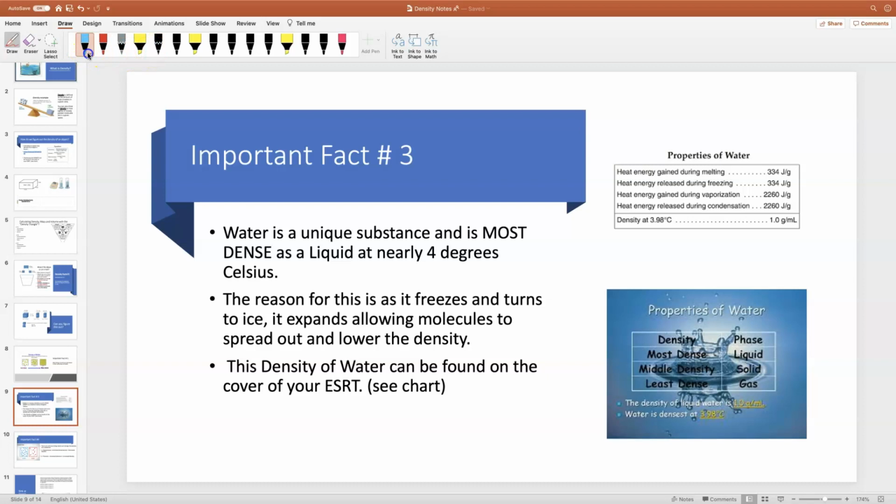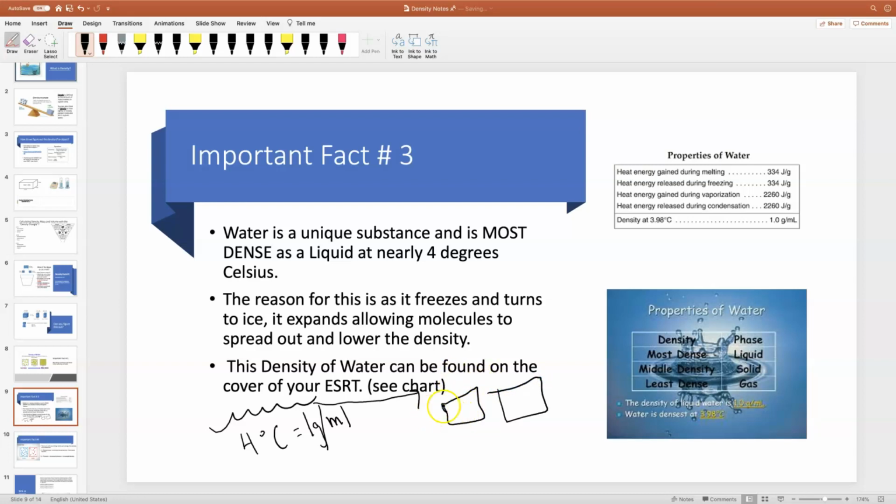So let's get a pen to write with. So we'll go back to black here. And if you think about it, when water is a liquid around 4 degrees Celsius, it's got its highest density of 1 gram per milliliter. But if you take water and you cool it down and you start to freeze it, it turns to ice. And what happens when you freeze water, it expands.